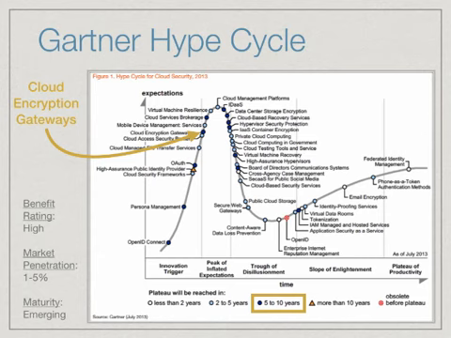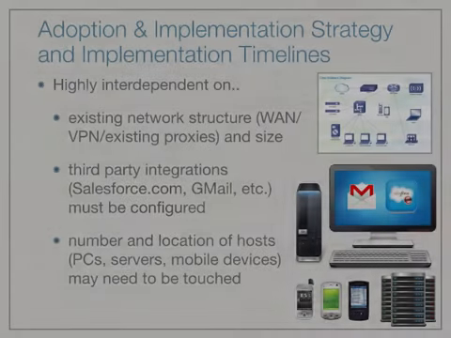Gartner also includes many interesting ratings and qualitative metrics for each technology. In terms of benefit rating, Gartner rates cloud encryption gateways as having a high benefit. However, market penetration is currently at only 1 to 5%. This is likely due to the fact that cloud encryption gateways are both a new technology as well as emerging in their services as well as feature sets and pricing.